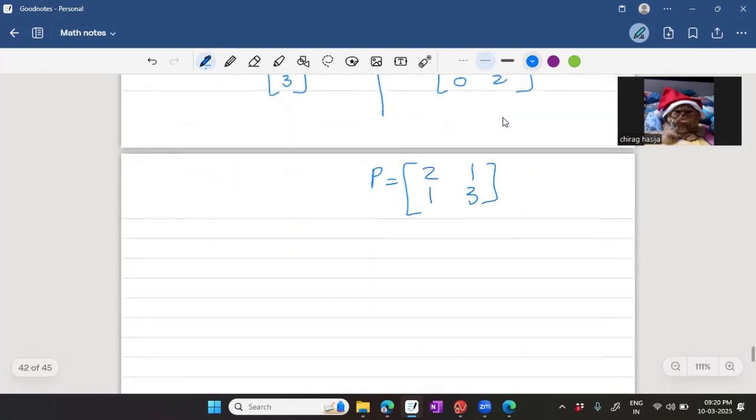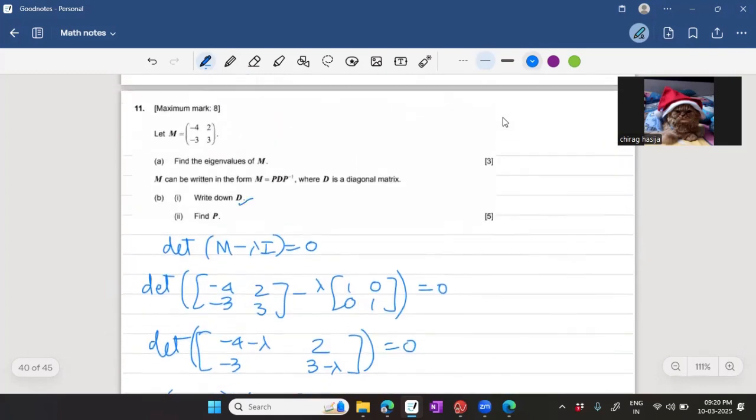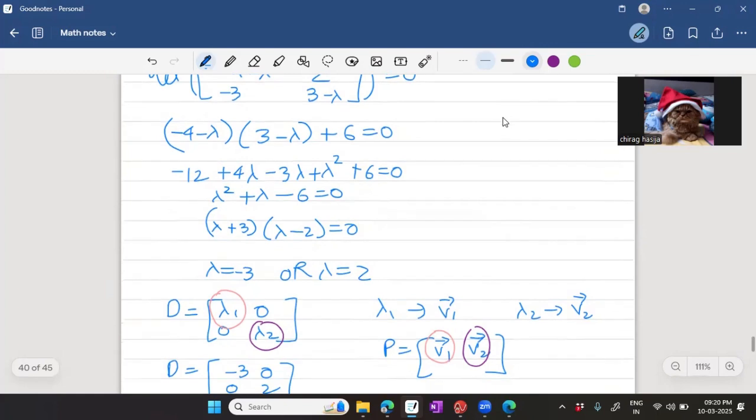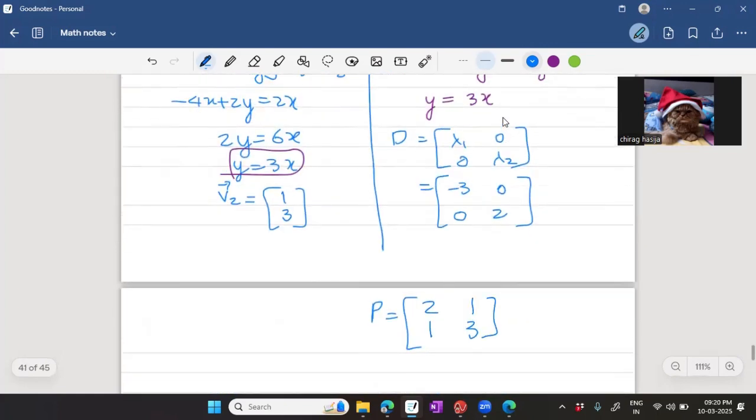If you go back to the question, it's written write down D and find P. Done. So this will be the final answer. There you go. The D value is this and P is this.